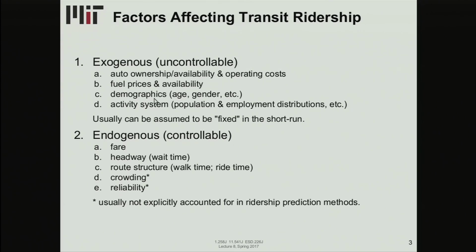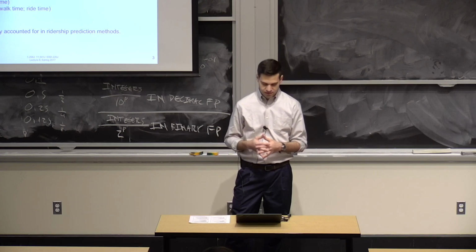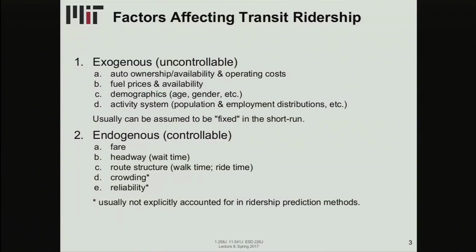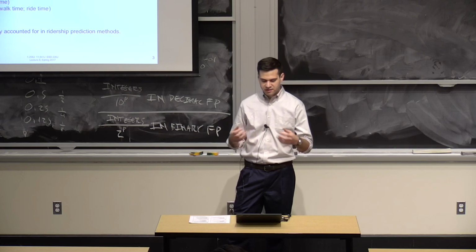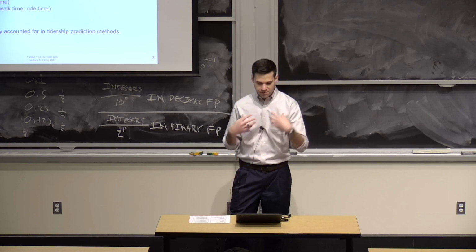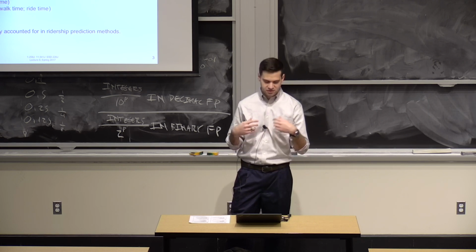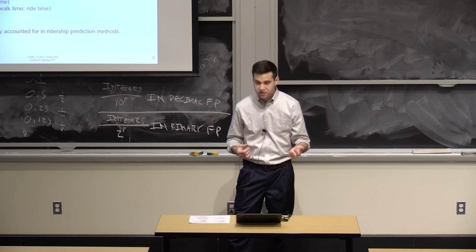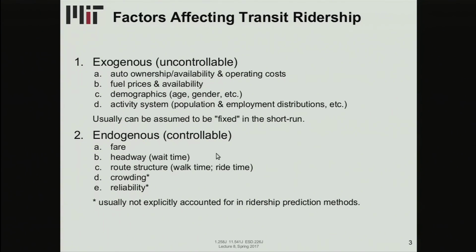Demographics, age, gender, let's say income, all these things affect ridership and revenues. And then the activity system, so attractors, job centers, population density, things like that, also affect ridership. So to the degree that there's an exogenous change in the system, population, employment distributions, these things can influence ridership, demand for public transportation. So usually these things are assumed to be fixed in the short run, and we said that we would focus on short run predictions. So often these things are not considered in models. Some of them do, we'll look at some exceptions.